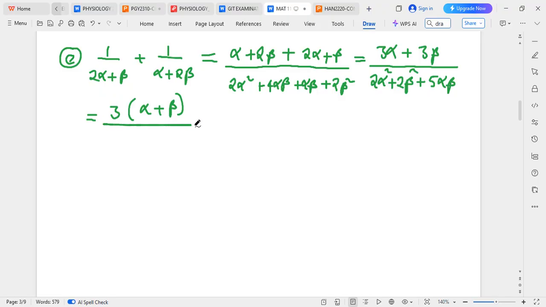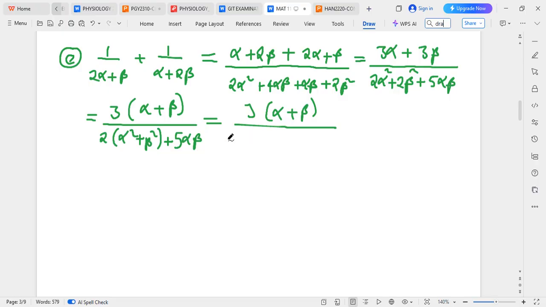So in the denominator, I'm going to factorize out a 2. So we remain with alpha squared plus beta squared, and then plus 5 alpha beta, and that is going to be equal to 3 alpha plus beta over 2. Where there's alpha squared plus beta squared, I'm going to put (alpha plus beta) squared minus 2 alpha beta, like that. And then we have got plus 5 alpha beta.